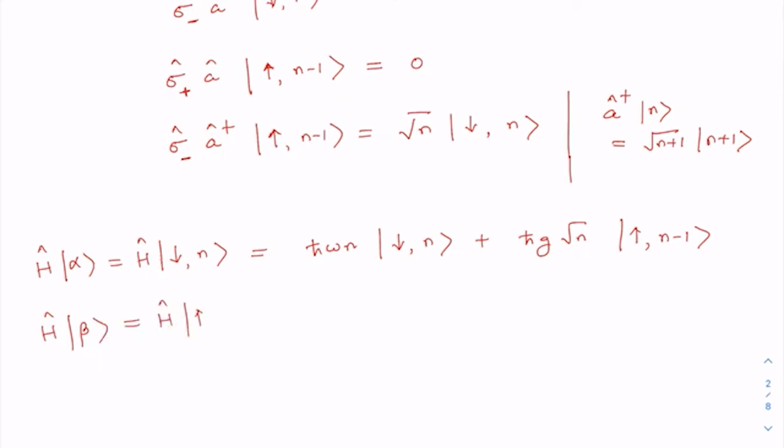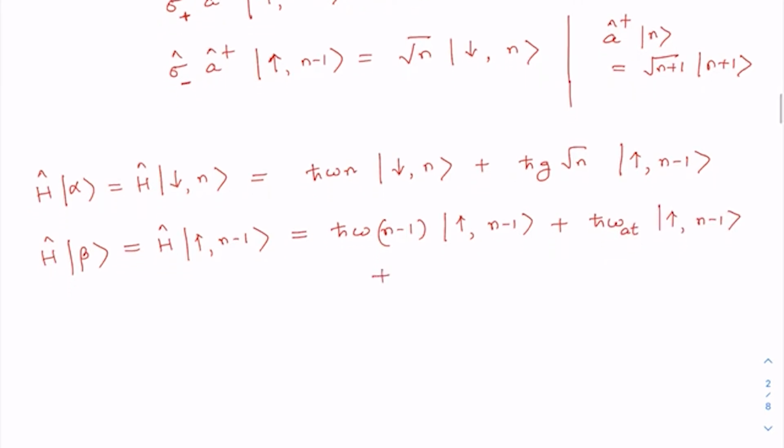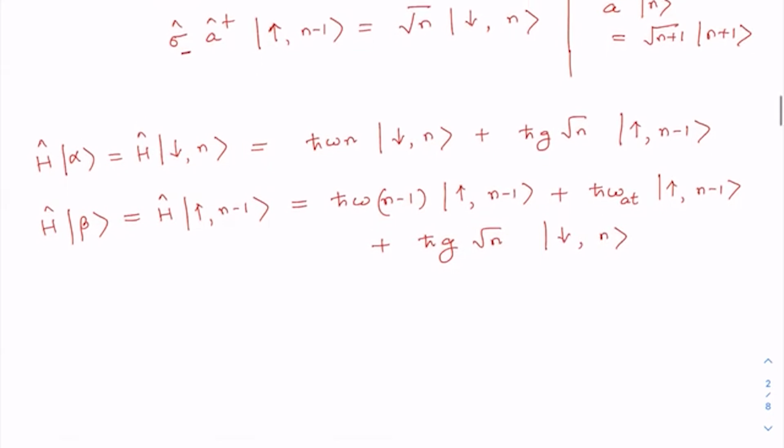This would be, ket beta is the atom in the excited state and n-1 photons in the field mode. And here you are going to get ħω(n-1) atom in the up state with n-1 photons in the field mode, plus ħω atom in the up state with n-1 photons in the field mode, and the last term would be ħ z square root of n, atom in the down state and n photons in the field mode.